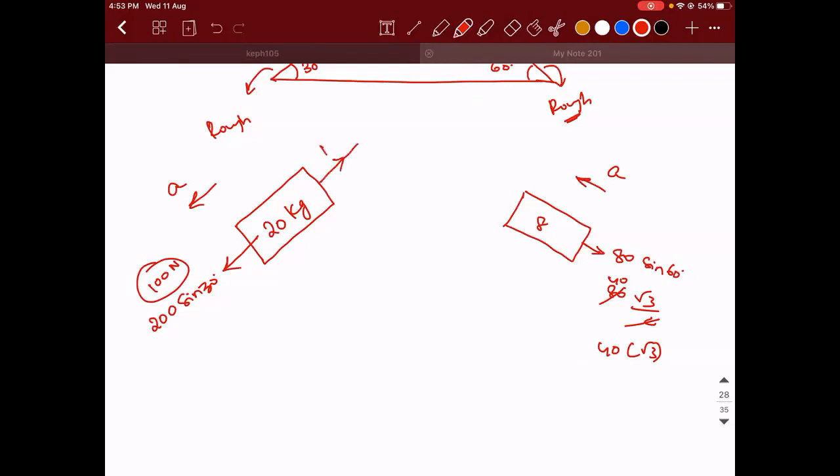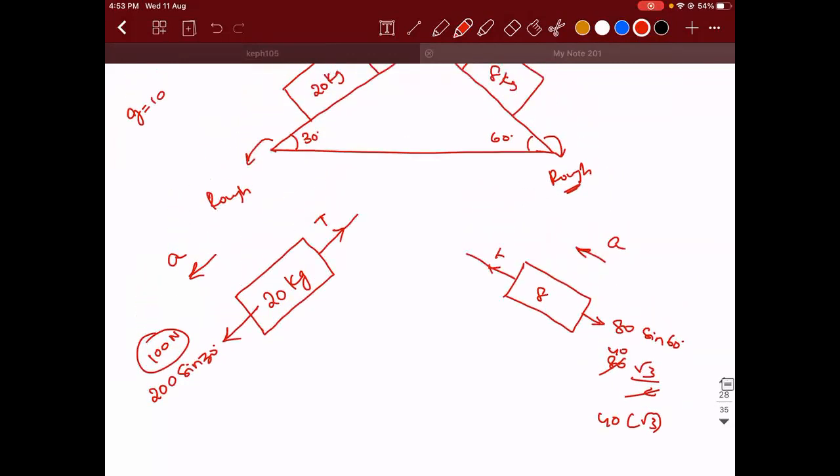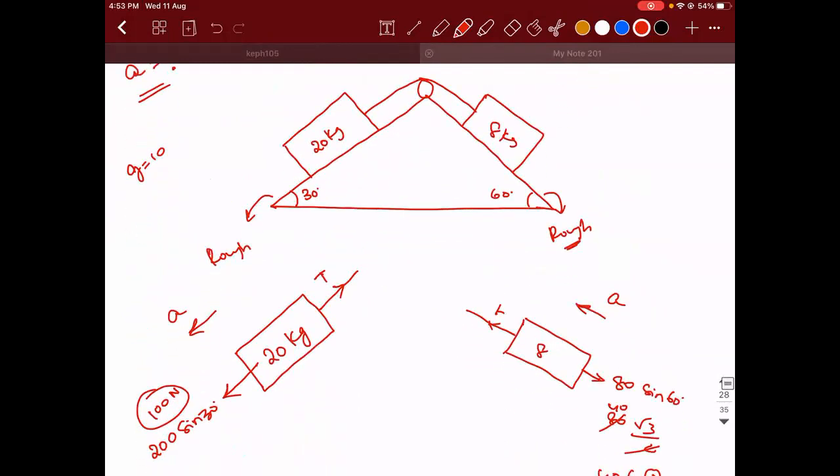Now, there will be a tension acting in this direction. And there will be a tension acting in this direction. They both are of the same value because it's the same string. So in a given problem, the number of strings is equal to the number of tensions. Any doubt till this point?